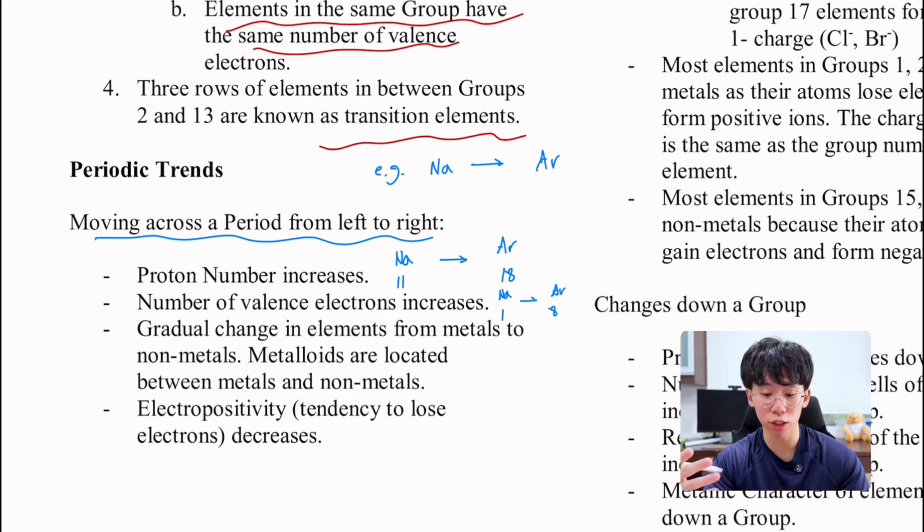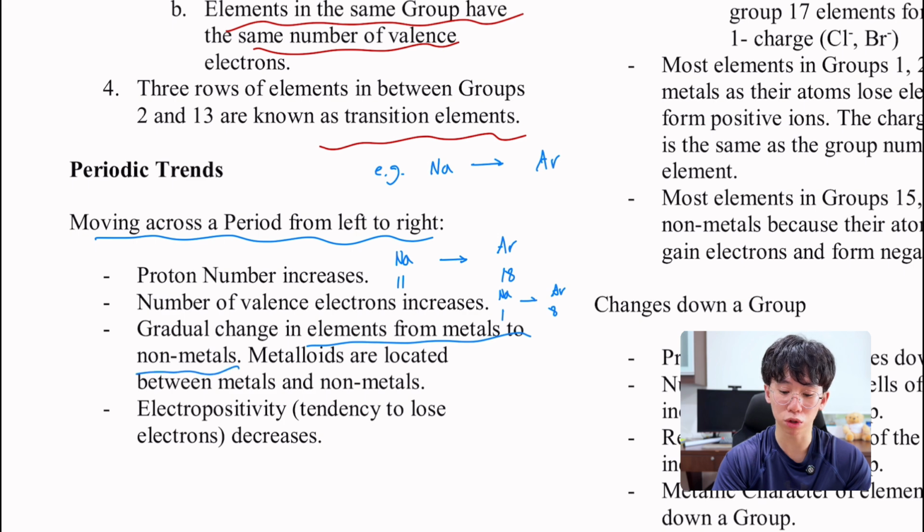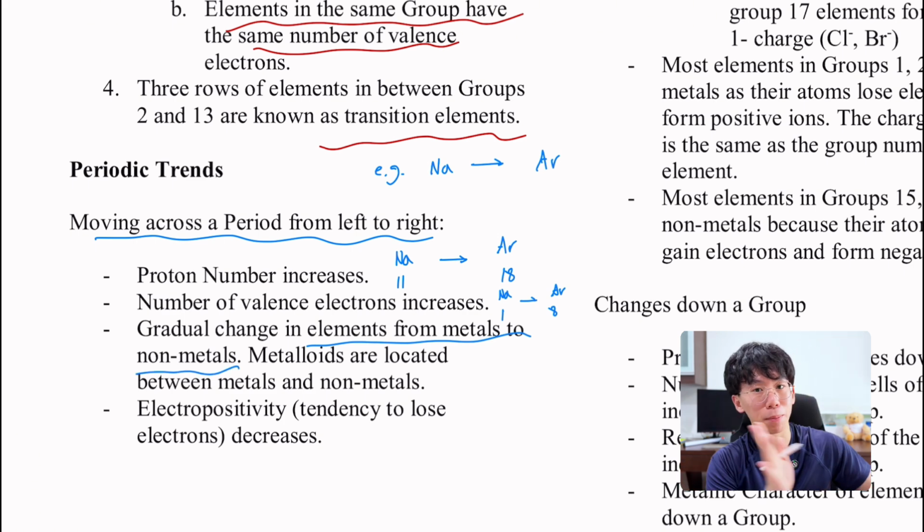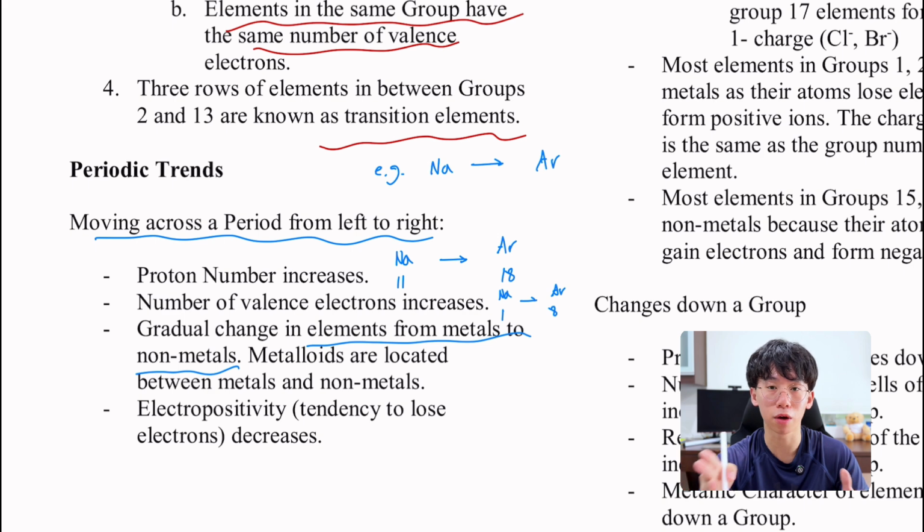There is also a gradual change in elements from metals to non-metals. Generally, on the left of the periodic table, you will find your metals, especially group 1. In group 1, all of the elements are metals. And metalloids are located between the metals and the non-metals, for example, silicon. And as you move towards the right of the periodic table, these are generally where you find all the non-metals itself.